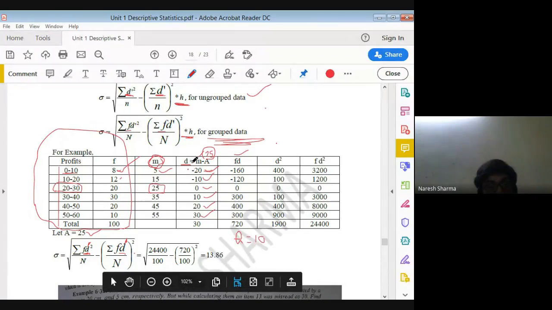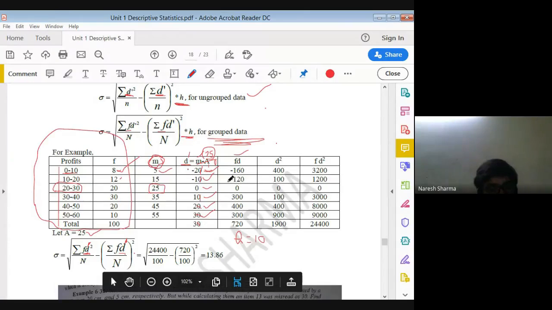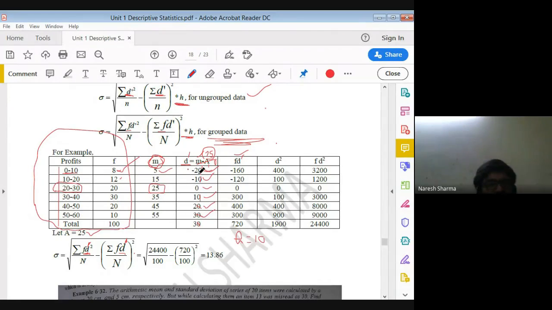In case of d dash, we divide by h, that is 10. So divide all these values by 10, that gives you d dash, right? And when you multiply, here we require fd dash. The only thing that makes it simple is when you multiply 8 by minus 2, the calculation is a little simpler, it is 16 only, not 160, right? And you get 12 only here. Similarly, d dash you can calculate.